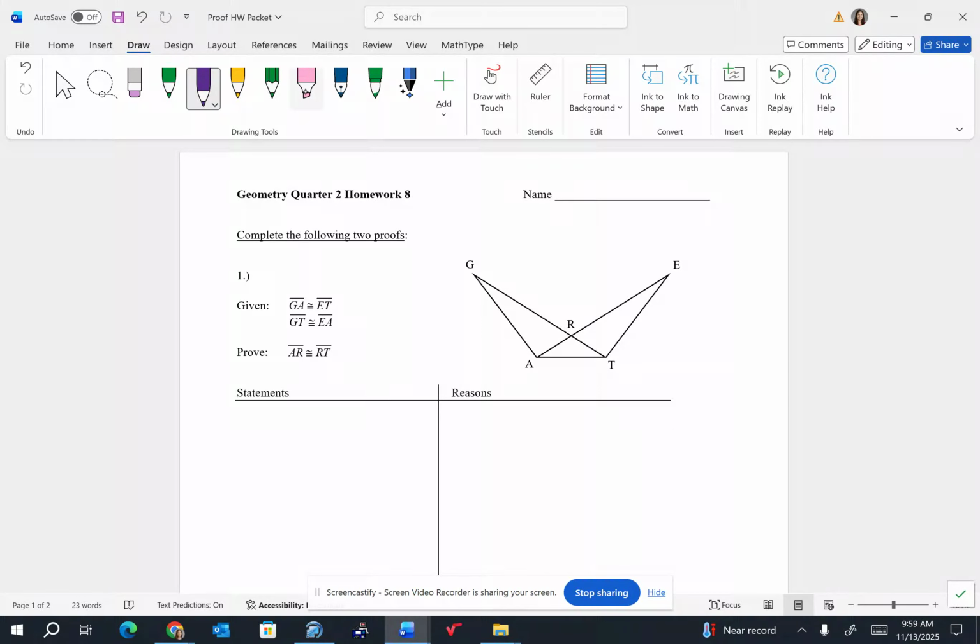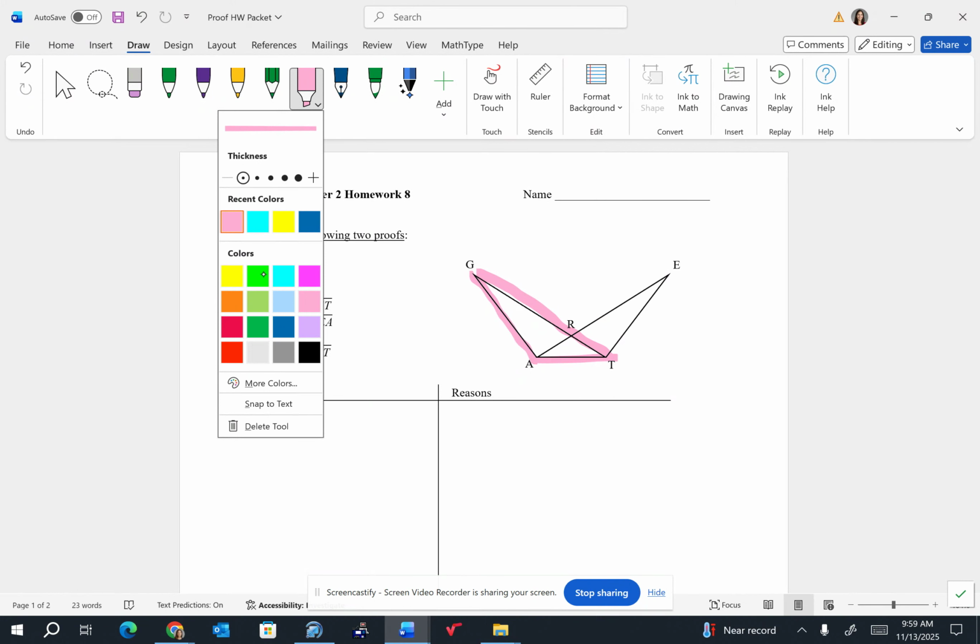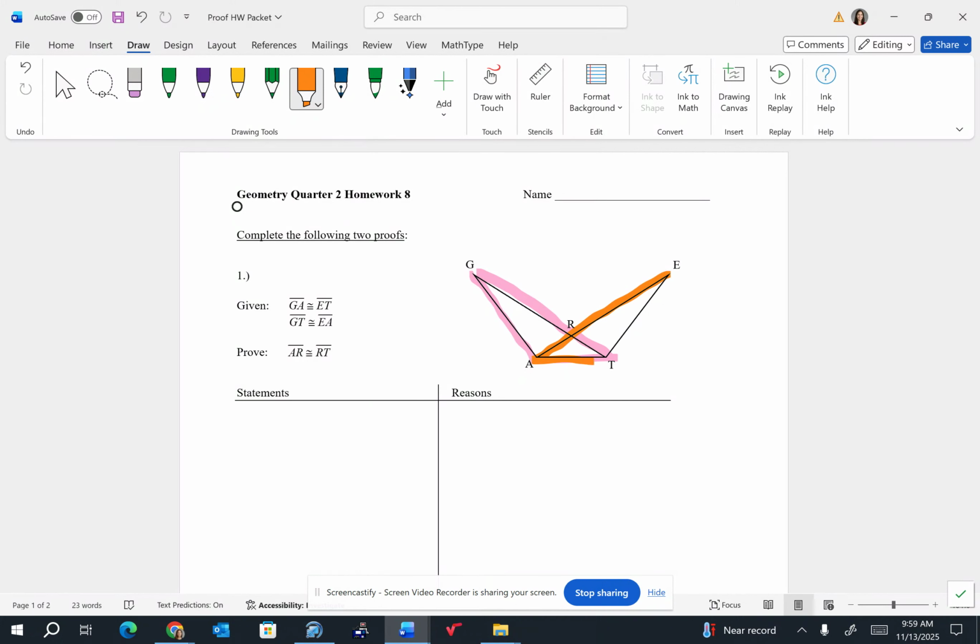One of the things that makes this proof a little more difficult to see is that it involves two overlapping triangles. There's one of them, and there's the other. So it might actually be helpful to draw them as two separate triangles before you get started. So that is triangle GAT, and that is triangle ETA.